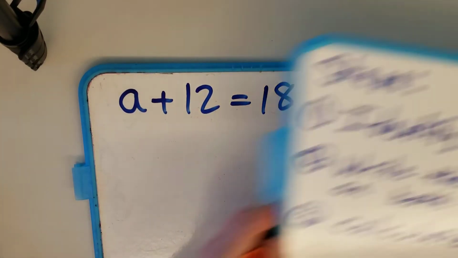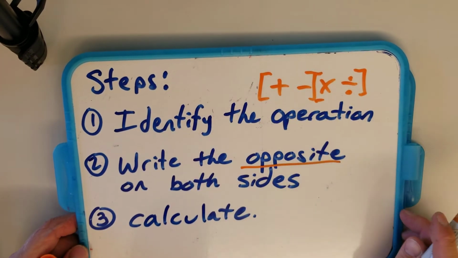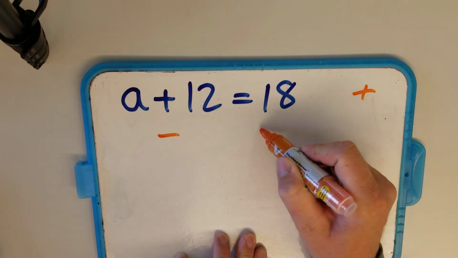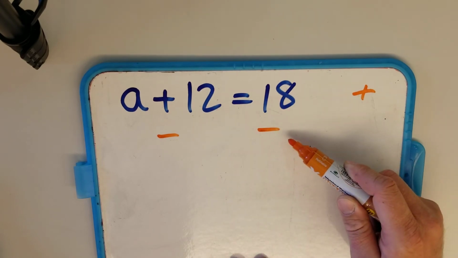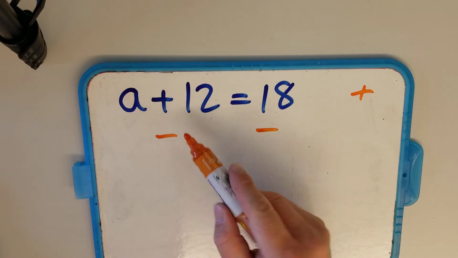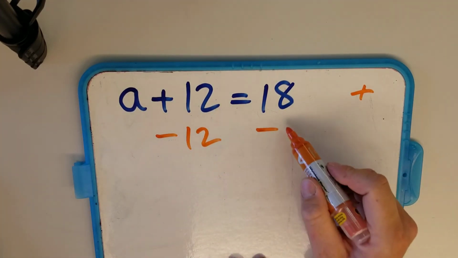The opposite of addition is subtraction. Okay, so we need to write the opposite operation on both sides. So we're going to subtract on both sides. I prefer to write it below like this. And instead of adding 12, we're going to subtract 12. That's what I mean by write the opposite on each side.